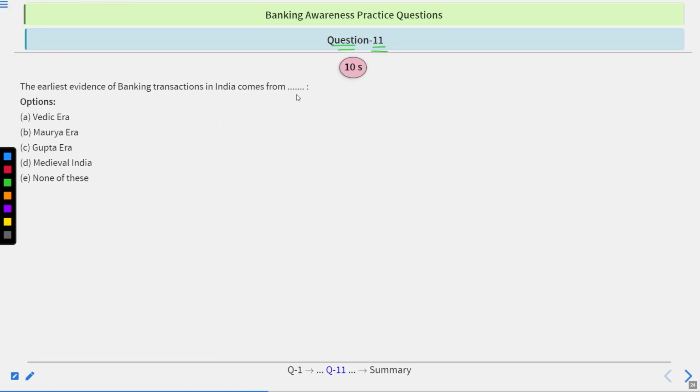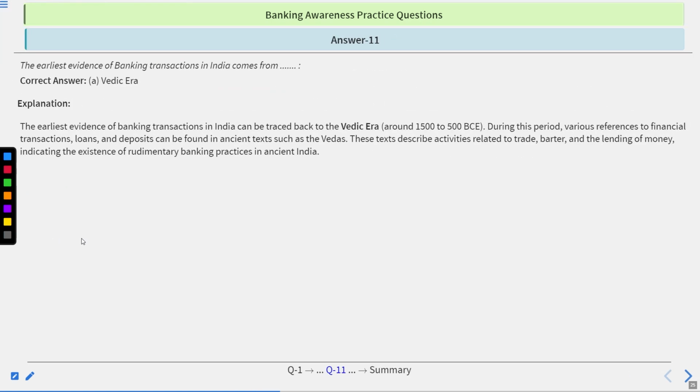Question number 11. The earliest evidence of banking transaction in India comes from Vedic era, Maurya era, Gupta era, medieval era, none of these. To answer this, 10 seconds you have, time starts now. Okay, the time's up. So the correct answer is Vedic era.